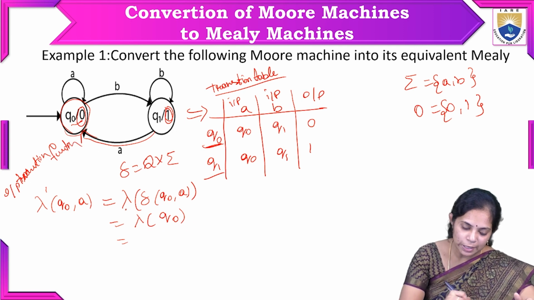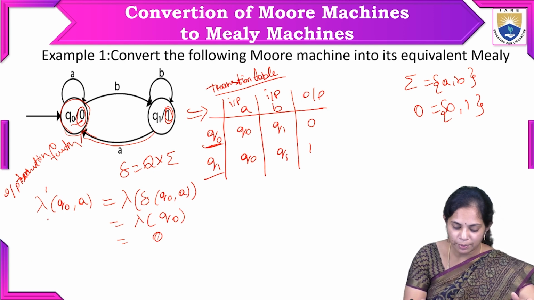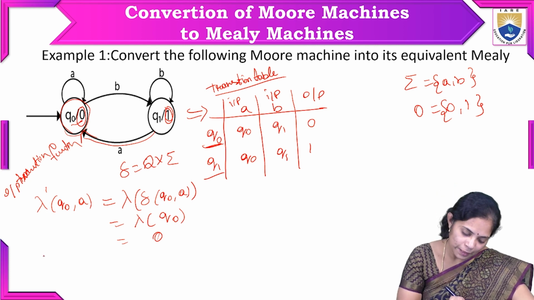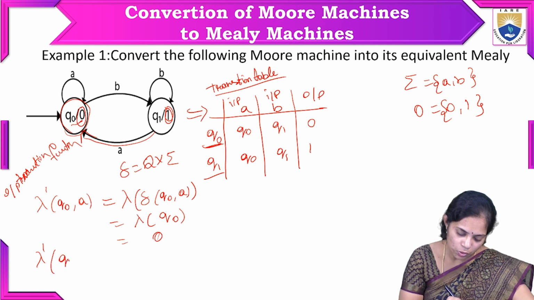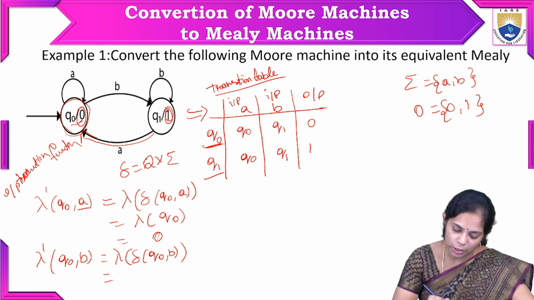What is the output? Lambda of Q0 is 0. For the same output transition function, we have to construct for every state and every input symbol. We have taken A as input symbol for Q0, now let's check the B input symbol. Lambda dash of Q0 comma B: Q0 with B goes to Q1, and lambda of Q1 is 1.